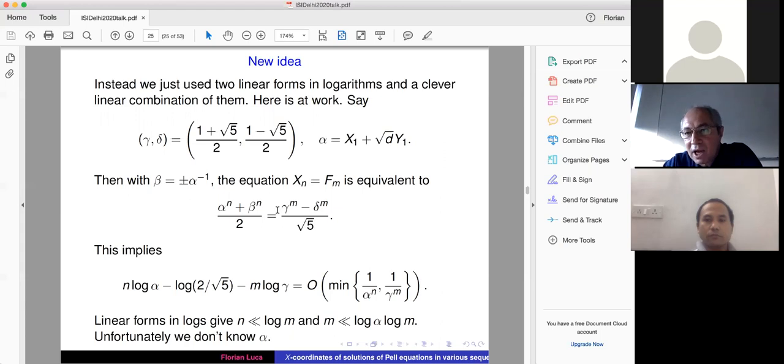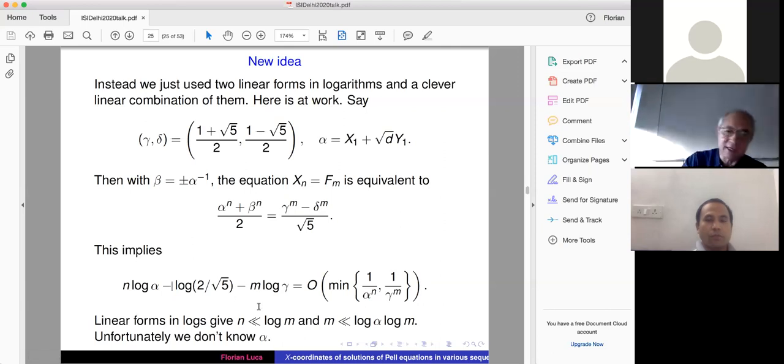And when you have a product close to 1, you take the logarithm of that product and you get a sum which is close to 0. This sum is going to be a sum of logarithms. This one is the log of alpha to the n. This one is the log of 2 divided by √5. And this one is the logarithm of gamma to the m. And maybe I made some mistake with the sign here. I think I made a mistake. This should be the plus sign, but it doesn't matter. It's not going to induce much of a difference.